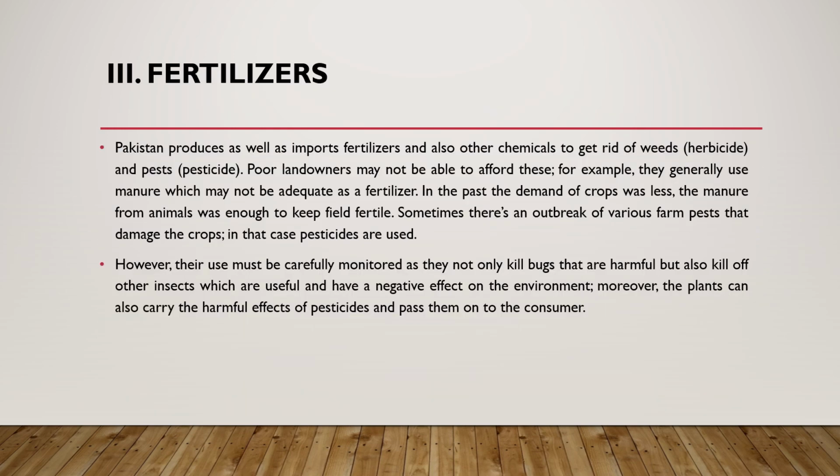The third is fertilizer. In the past, when there were few people and the demand for crops was less, the farmers used manure usually to keep the field fairly fertile, and poor landowners may not be able to afford these. For example, they generally use manure, which may not be adequate as a fertilizer.